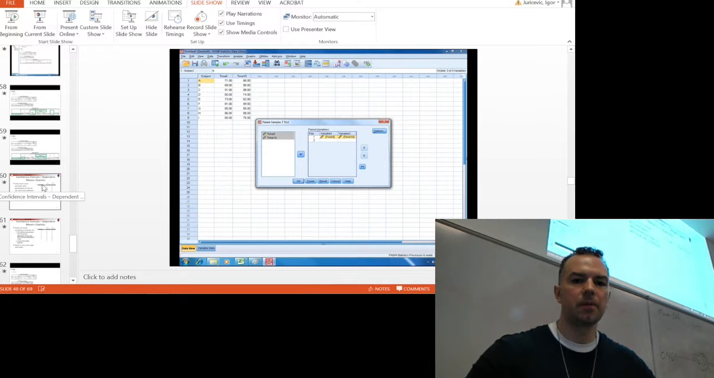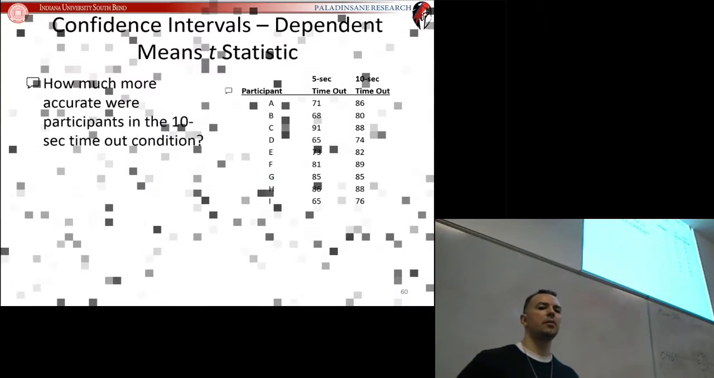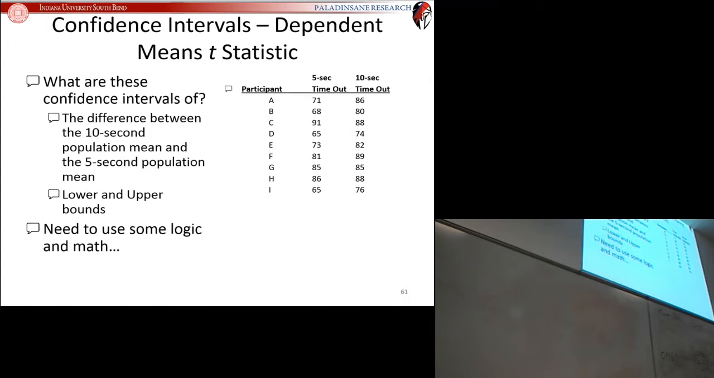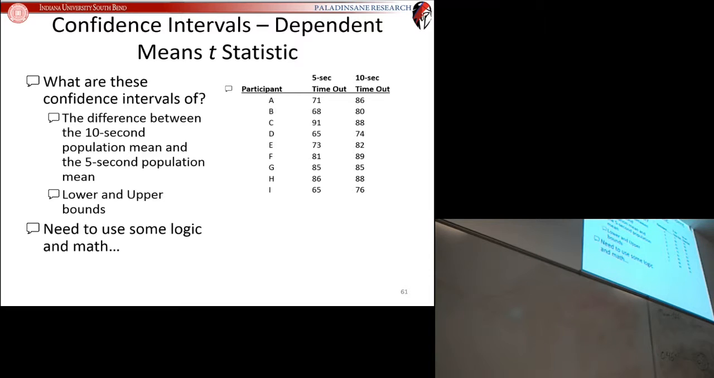All right, so back to the analysis. How much more accurate were the participants in the 10-second timeout condition? We need to take a look at our outputs, and much like we've been doing, use the same logic, the same math, to put it into this format here, this nice plus or minus format that most people find easiest to understand.